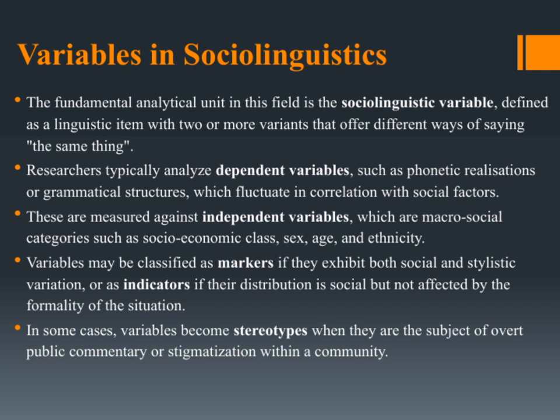Now, within these variables, some are classified as markers. Markers show variation both socially and stylistically, meaning they change depending on social context and how formal or informal the situation is. On the other hand, indicators are variables that reflect social differences but aren't affected by the formality of the setting. And sometimes, certain variables become stereotypes. They're publicly discussed or stigmatized within a community, which can influence how people perceive and use those variations. All of this helps us understand how language varies across social groups and situations, which is really at the heart of sociolinguistics.